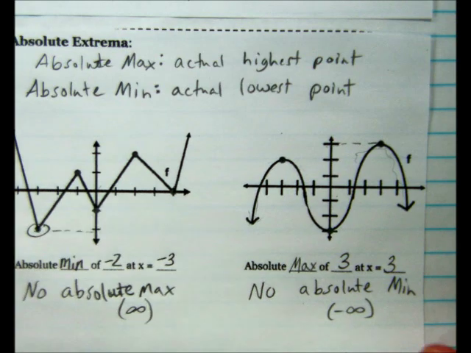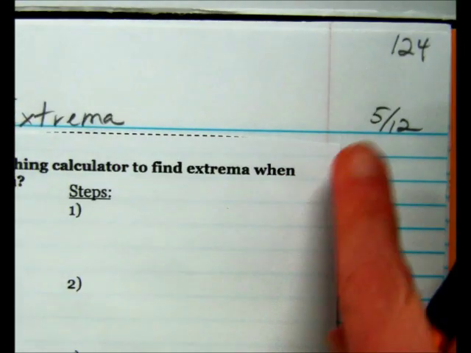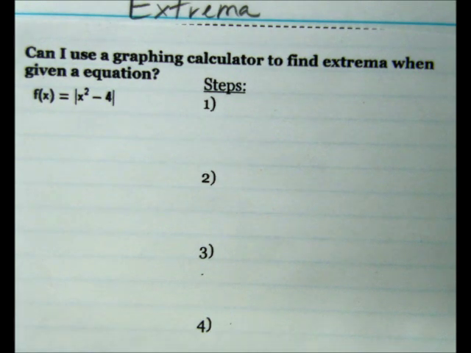On the next one I said, can I use a graphing calculator to find extrema when given an equation? Yes. Okay, so let's keep going. On the next page, page 124, extrema. We're going to look at how to use a graphing calculator to find extrema when given an equation. Now this one has an absolute value in it, which is a little bit exciting to type into the calculator. So I'll show you that here in just a second.